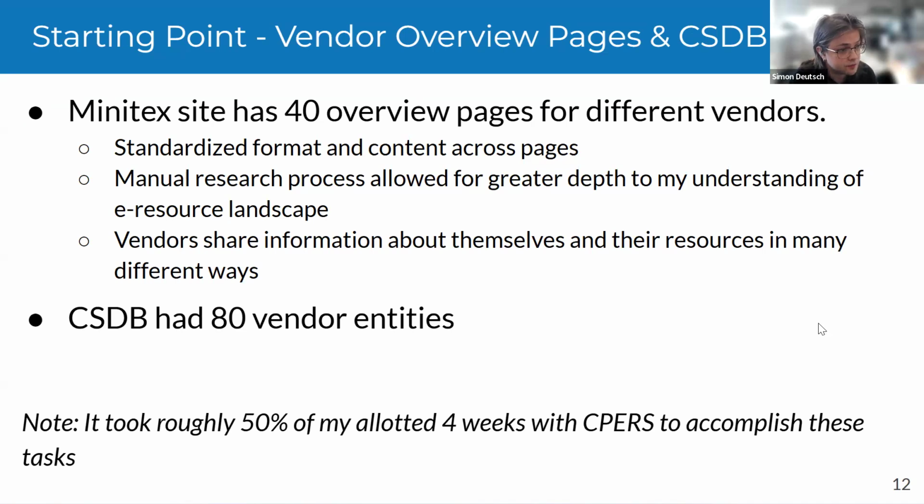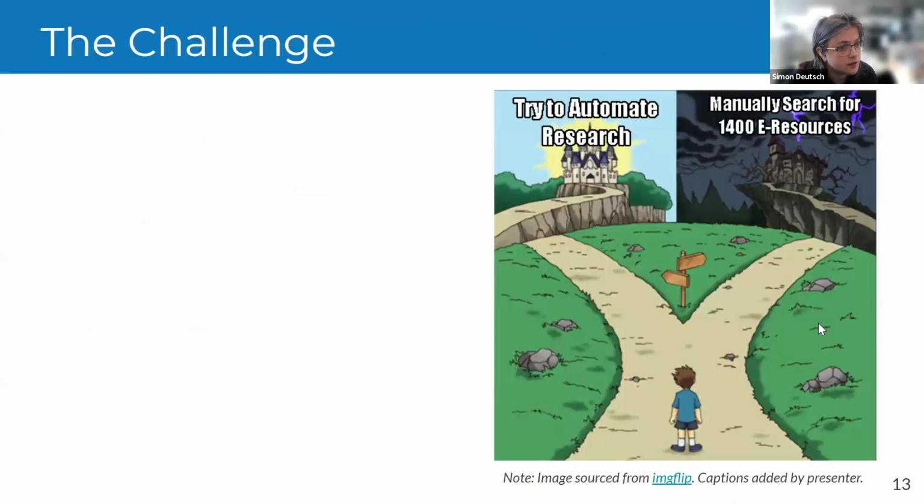And so once I completed the vendor side of it, I moved on to the e-resource entities. This first part where I was doing all the manual searching of these 80 entities ended up taking about half the time or so, depending on which way you break it up. But you can go to the next slide then.